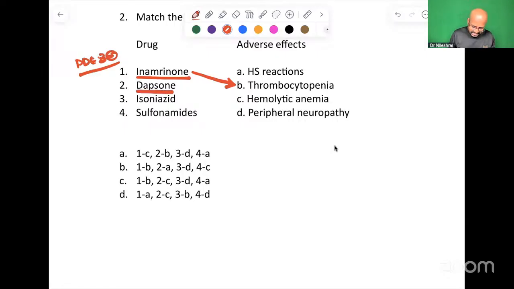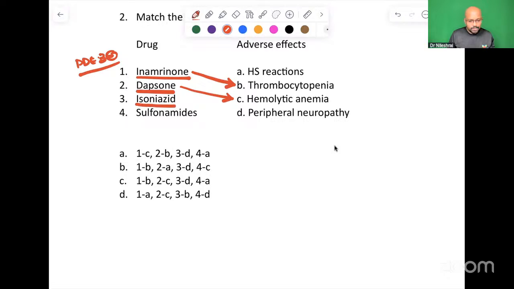Dapsone, on the other hand, is an anti-leprotic drug. This dapsone is associated with hemolytic anemia whenever it is given in G6PD deficient individuals. I'm getting answer options C and option A. Lots of different question options have been there in the chat. No problem, I'll explain that.